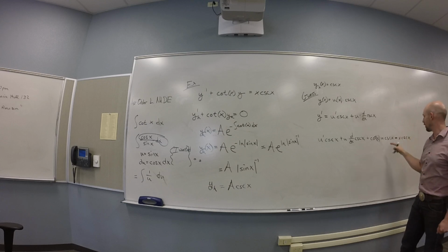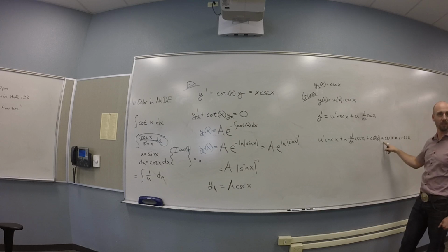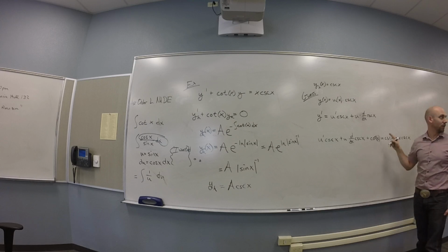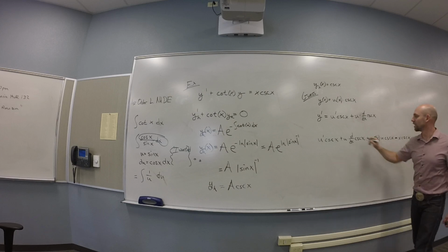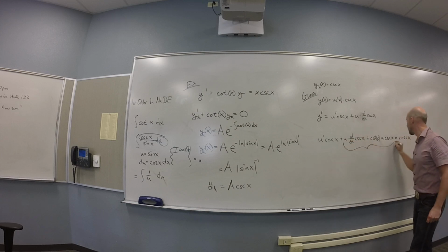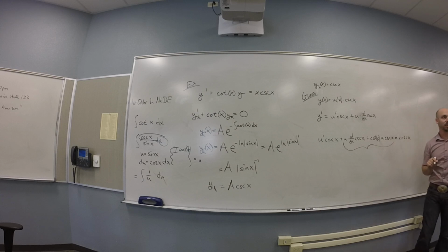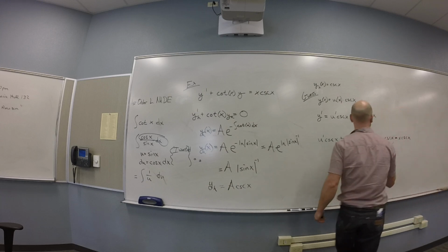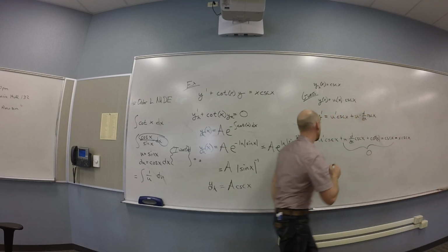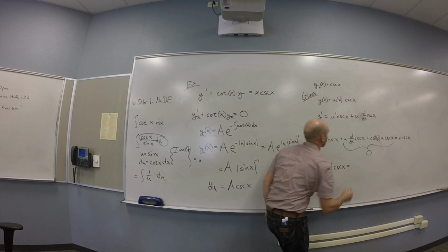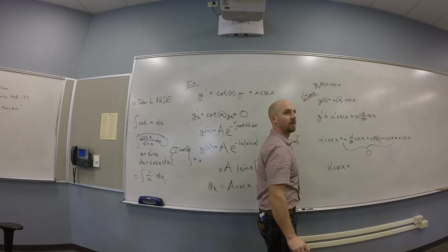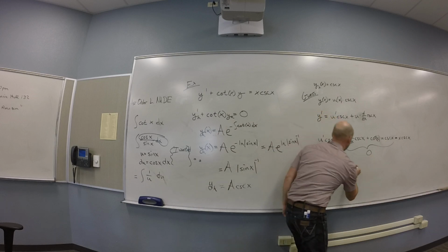Okay, now why was plugging y in important here? To cancel. Yeah, one because of that, and the other one because all of this stuff is homogeneous. That's the homogeneous equation all over again, so we can drop all that. So I got u prime cosecant x equals x cosecant x.